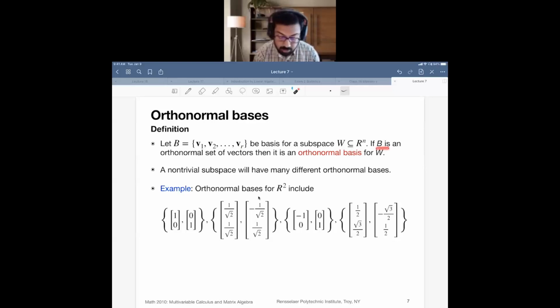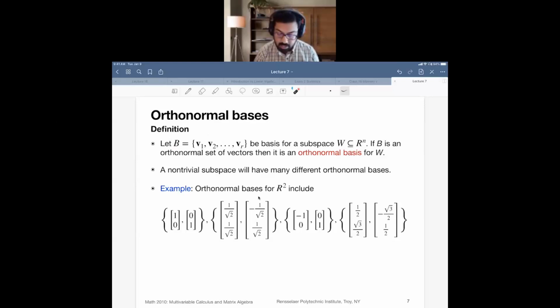Now if B is an orthonormal set of vectors, then it is going to be considered an orthonormal basis for W. So all of these vectors should satisfy the conditions for being an orthonormal set of vectors. Then the basis would be orthonormal for the same subspace W. A non-trivial subspace will have many different orthonormal bases.